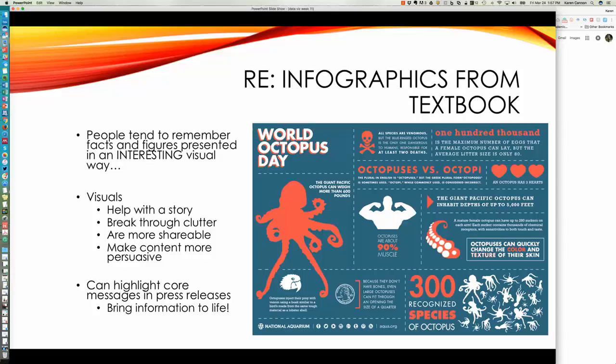And one of the main points that they make is that when you present things in an interesting visual way, so not just in a visual way, but in an interesting visual way, people are much more likely to remember things. The chapter made 4 points about how visuals help.